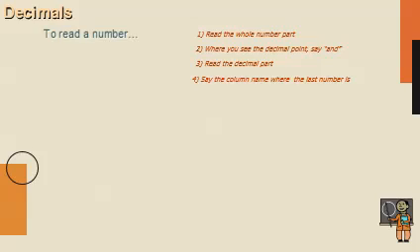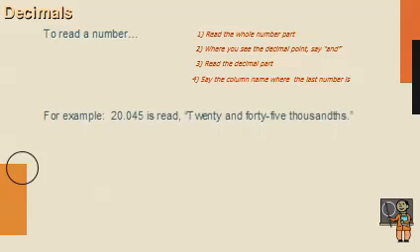Let us take an example in order to understand what we are trying to say. For example, look at this number. This number is 20.045. If I want to apply the steps, the first thing I have to do is to read the whole number. What's the whole number? It's 20. So we write 20. And I told you, instead of the point, you have to put "and." And then you read this number. What's this number? It's 45 only.